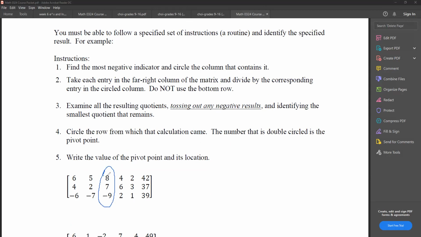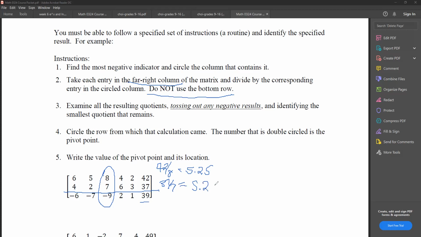And what you're going to do is take the entry in the far right column of the matrix and divide by the corresponding entry in the circled column. But you don't use the bottom row, so you ignore that bottom row. We're going to take 37 divided by 7 and 42 divided by 8. I'm just going to plug them in a calculator. 42 divided by 8 is 5.25, and 37 divided by 7 is 5.29-ish.